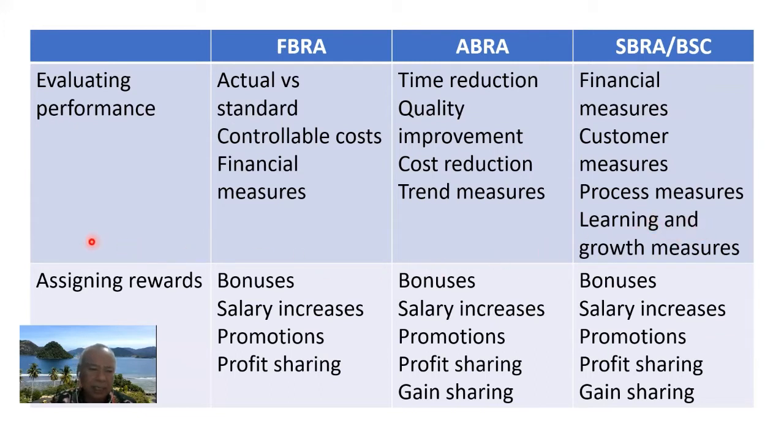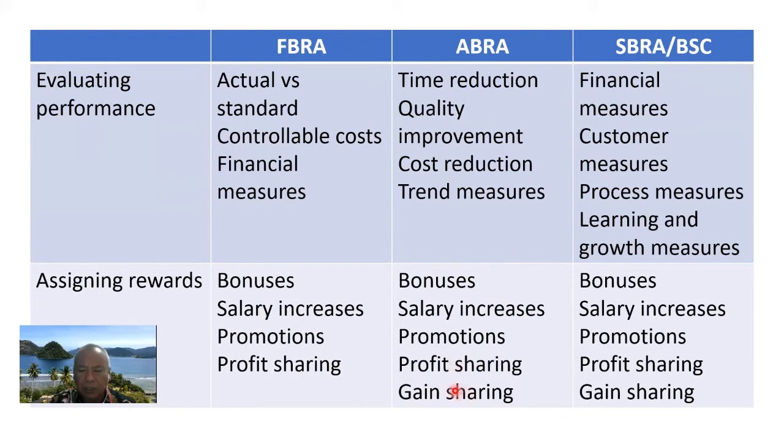And then the last dimension, assigning reward. In functional-based responsibility accounting, if the manager has good performance, the reward that we can give is a bonus, salary increase, promotion, or profit sharing. But in activity-based responsibility accounting, aside from these four rewards, there is another reward we call gain sharing. So the manager who has good performance will get a bonus, salary increase, promotion, profit sharing, or gain sharing.